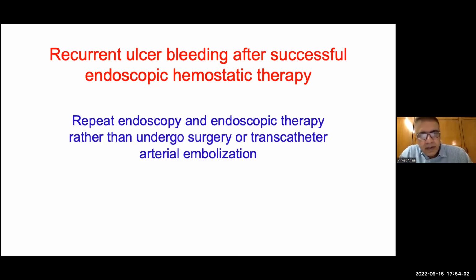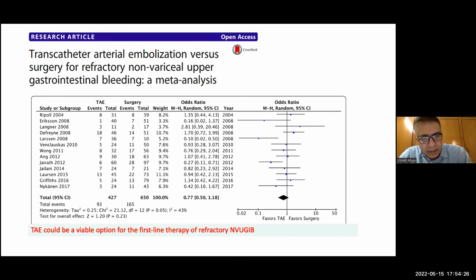What if the patient continues to bleed even after one successful endoscopic hemostatic therapy? You go back in again and repeat the endoscopy, and if the patient's bleed gets controlled with the repeat endoscopy, fine. Otherwise, the patient goes in for transcatheter arterial embolization, or for surgery. This is a meta-analysis that shows that transcatheter arterial embolization, which is done by interventional radiologists, when compared with surgery, is a viable option for first-line therapy for refractory non-variceal bleed.